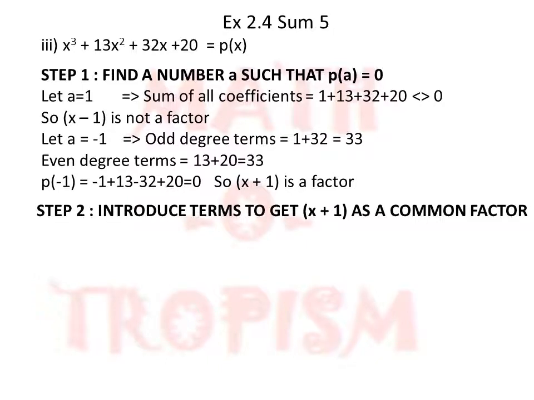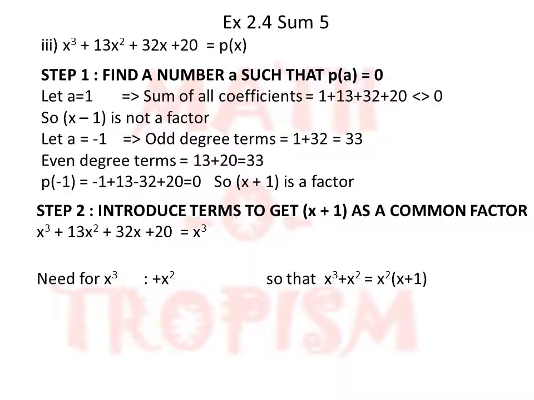Now I need to introduce terms to get x plus 1 as a common factor. So again x cube plus 13x square plus 32x plus 20. I will be writing it as first x cube alone. What do I need for x cube? I need an x square term, so that x square into x plus 1 is a common thing which you can write. What is the balance? In the sum it is 13x square minus of what we have just now found. So 13x square minus x square gives me 12x square.